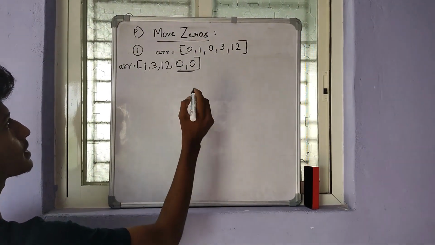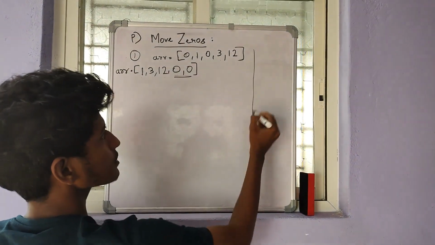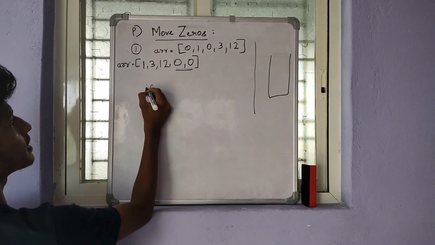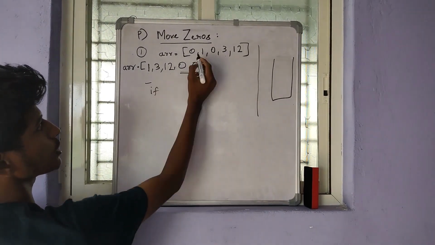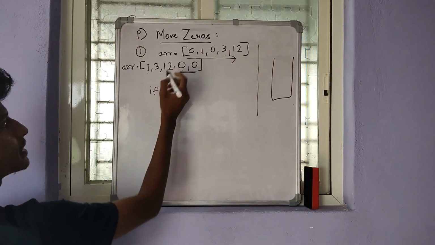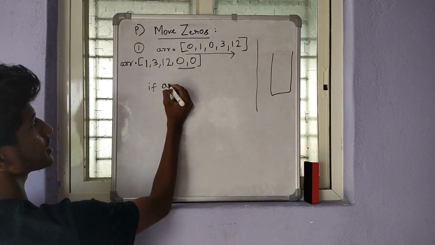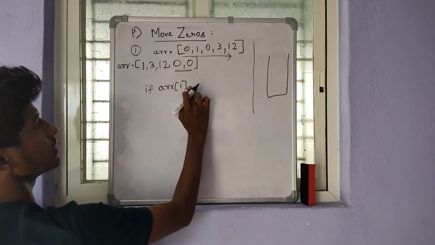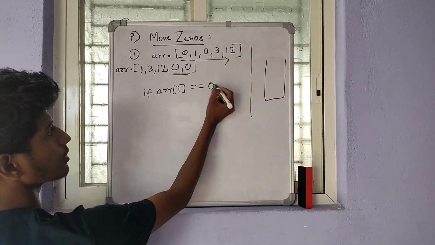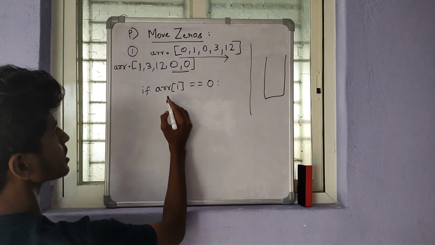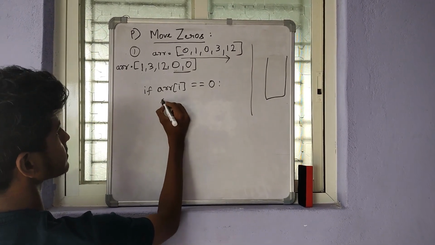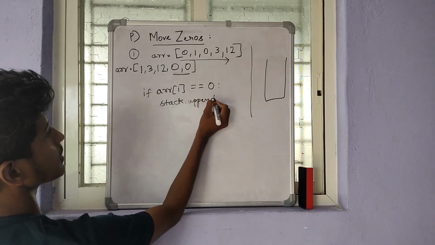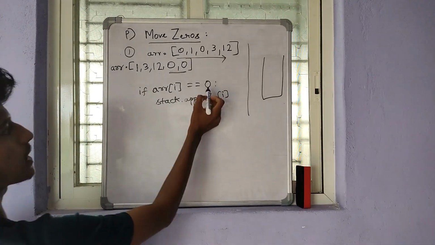Okay. For this, I will use a stack concept. I'll make use of a stack. See, the basic logic is that we have to loop through each and every element in the array. If the given element, array of i, is equal to 0, then you just have to append that index to the stack.